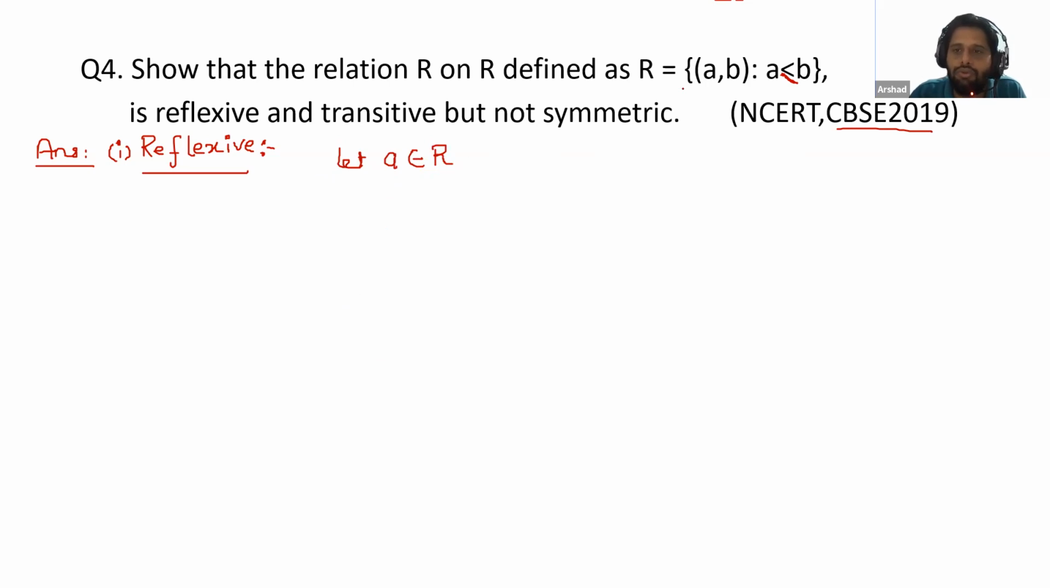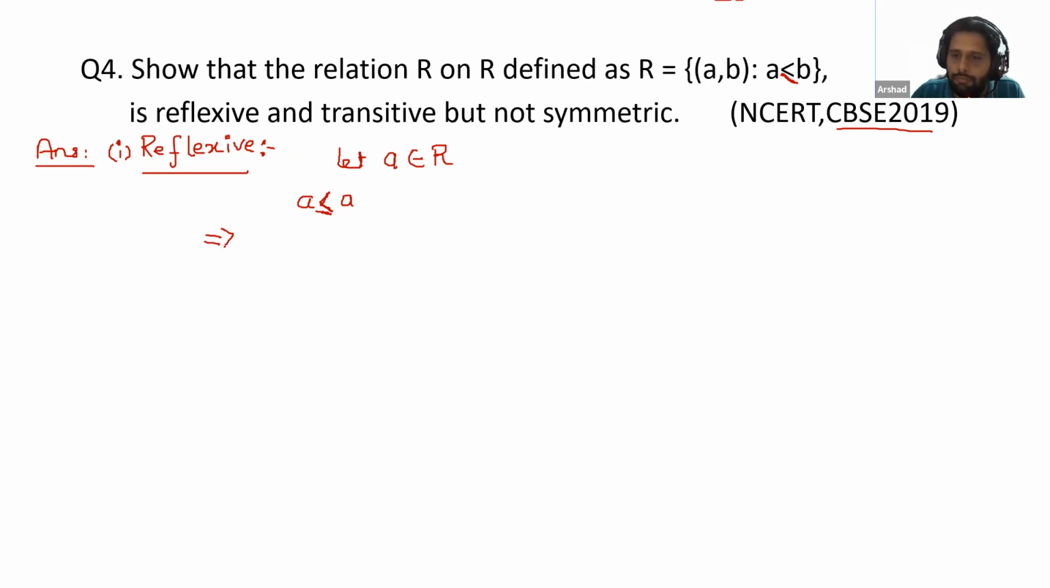Now you need to check this one. First you have assumed this, then check this condition: A is less than equal to A. So Ananya, is this true or false? It's true. A is equal to A. So this sign means less than or equal to, so this is equal to A. This is correct. Very good, Abdur.